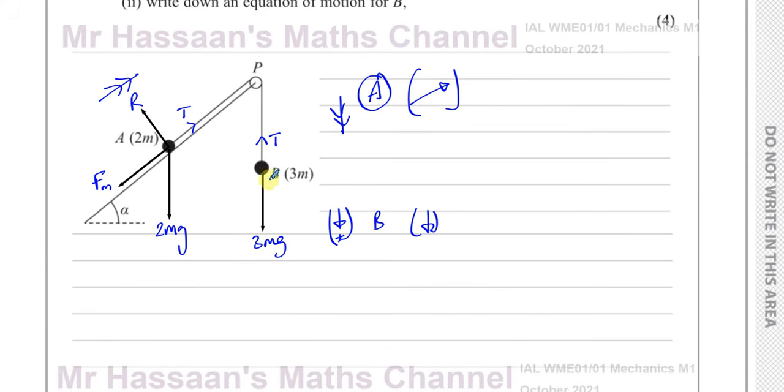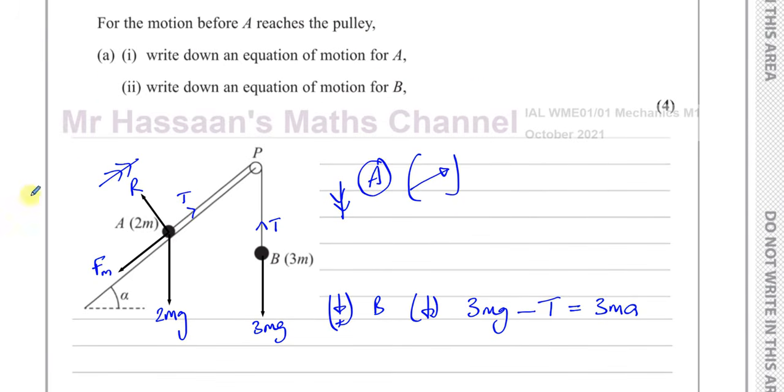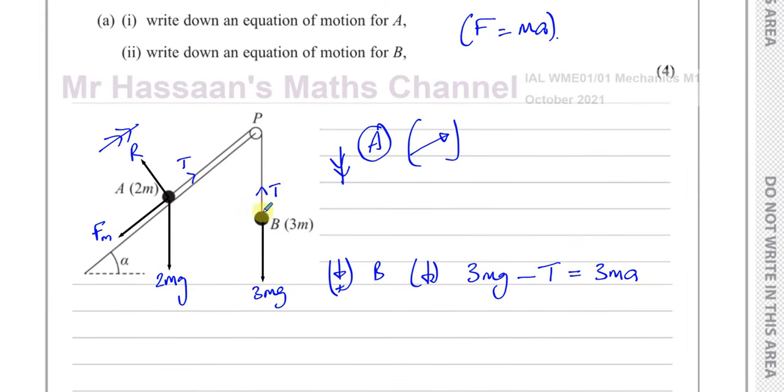Okay, so I'll say that this is going to be the force acting downwards, 3mg, minus the force acting upwards, T. The resultant force is equal to ma. The mass is 3m, so it's 3m times a. That's using the equation of motion, which basically means F equals ma. The resultant force is mass times acceleration. So we applied that for B. The resultant force is 3mg minus T, and that's equal to 3ma, the mass times acceleration.